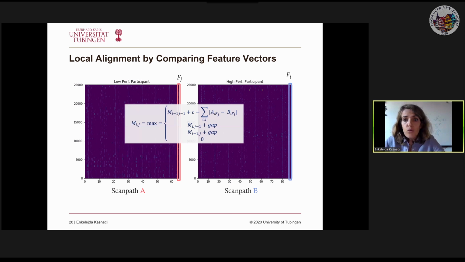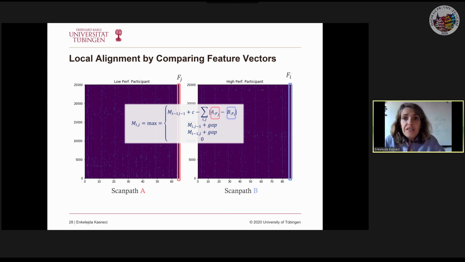Here, in this work, we perform a local alignment using a variant of the Smith-Waterman algorithm, but you can do any comparison that you want. I mean, it's not restricted to one comparison. You can employ whatever you want here.